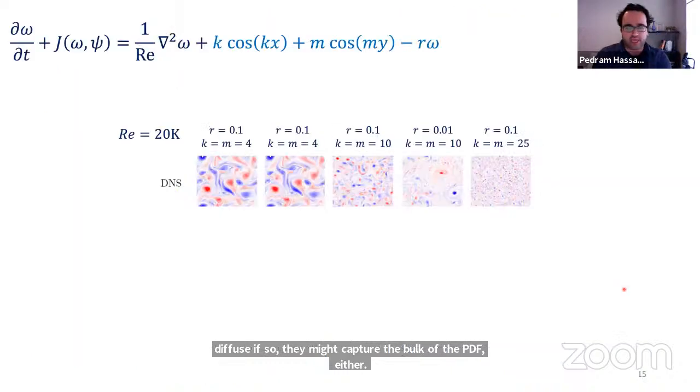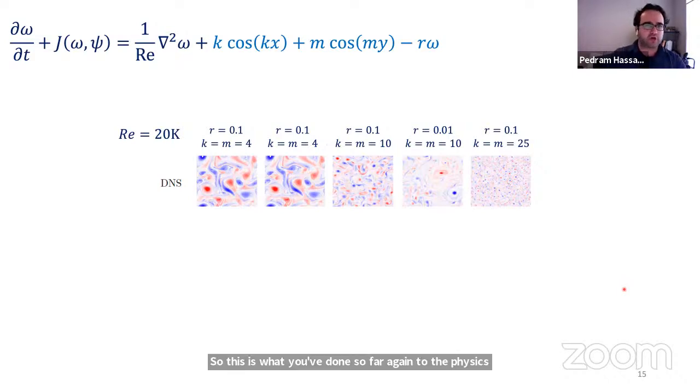So this is what we have done so far with the physics-agnostic neural network. More recently, we have been looking at a forced system, and we add forcing at different wave numbers, and also we add linear damping.